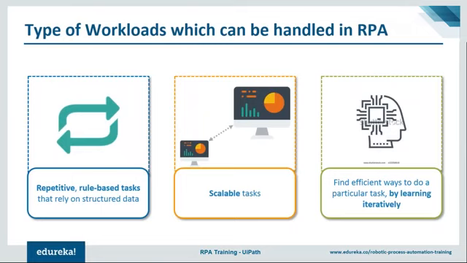The first kind of workload is the repetitive kind of workload. Like the data entry employee's job, his job was to repeatedly do things the exact same manner for every task. These kind of tasks or these kind of automations can be implemented in RPA or can be designed in RPA to be done very easily. Then we have scalable tasks.